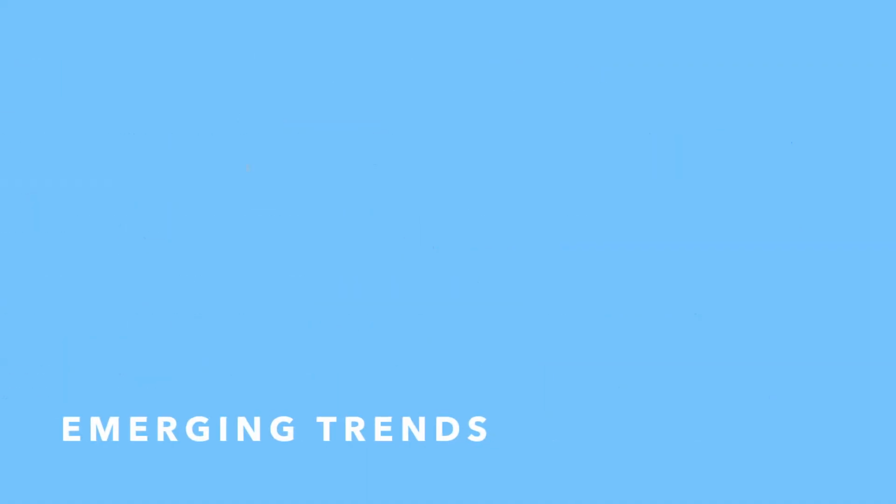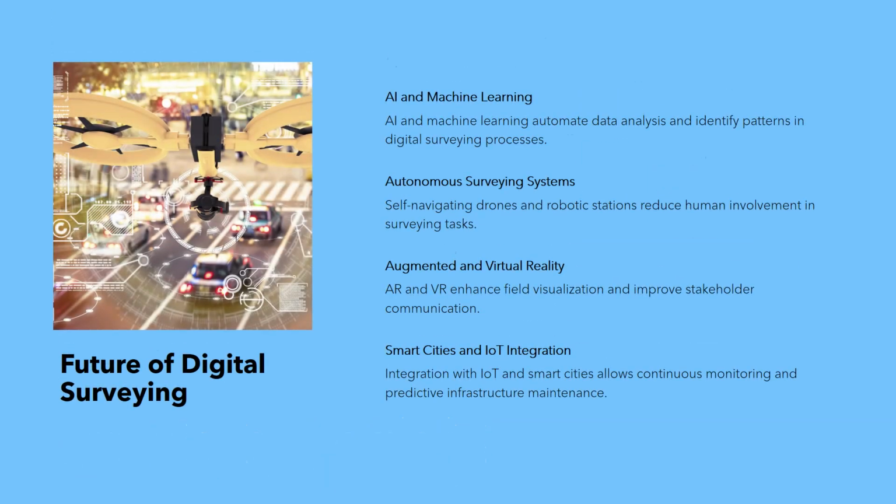Let's explore some emerging trends shaping the future of digital surveying in civil infrastructure. AI and machine learning are automating data analysis and identifying patterns in surveying processes. Autonomous systems, like self-navigating drones and robotic stations, are reducing human involvement. Augmented and virtual reality improve field visualization and communication, while integration with IoT and smart cities allows for continuous monitoring and predictive maintenance.